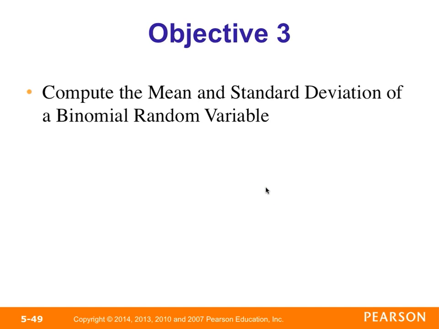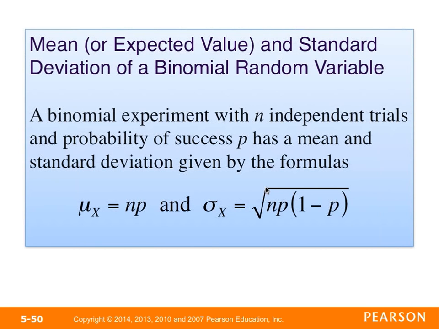Okay, objective 3 is to be able to compute the mean and standard deviation of a binomial random variable. So the mean, or expected value, and standard deviation of a binomial random variable are given as follows. A binomial experiment with n independent trials and probability of success p has a mean and standard deviation given by the following formulas. So mu of x is going to be n times p, and the standard deviation, sigma x, is going to be the square root of n times p times 1 minus p.